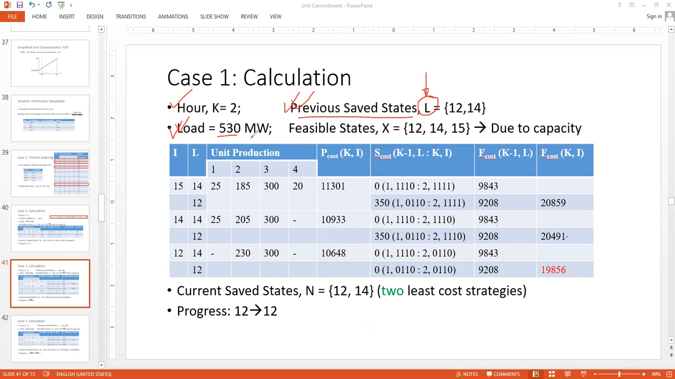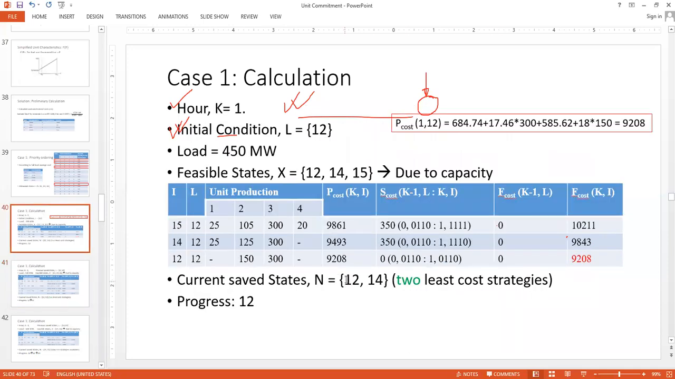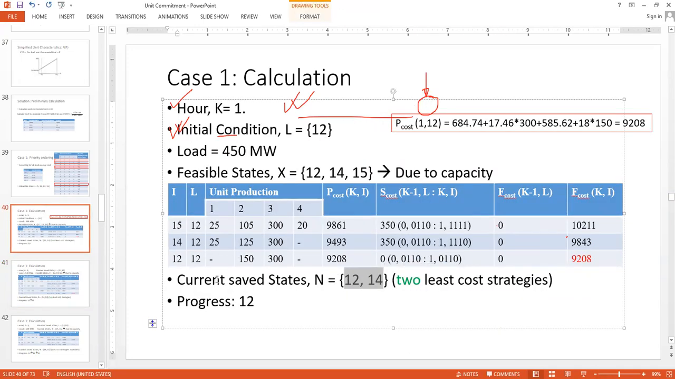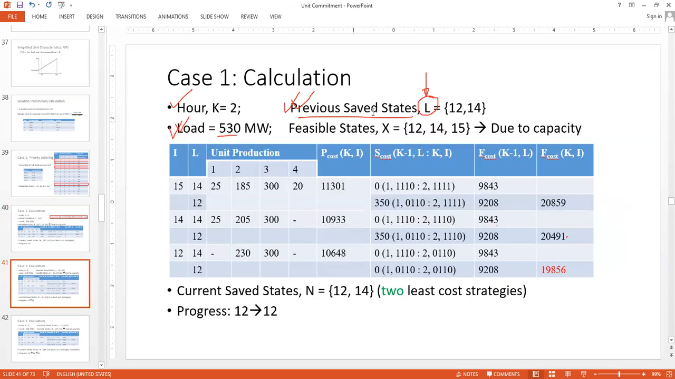So you see the previously saved states were 12 and 14. Sorry, the current saved states are denoted by N. And when we increase the hour counter by 1, that N value is being transferred to the variable L, because you need to update your N here. So that N value is transferred to the L variable. That is the previously saved states 12 and 14.